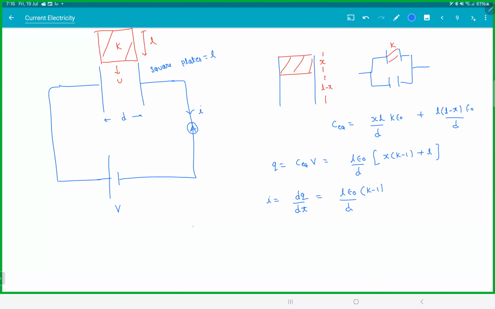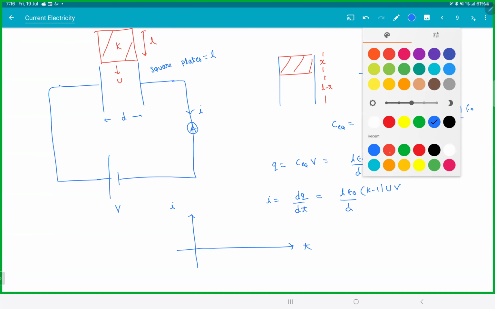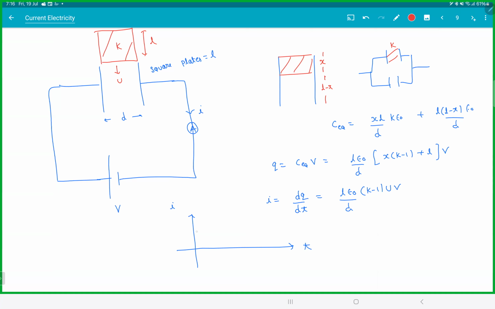But the problem here is, the plot will come. So the catch here is when the dielectric is entering inside, the charge flows from the battery. So current is positive till L by U. Then current is constant, but it is negative from L by U till 2L by U.